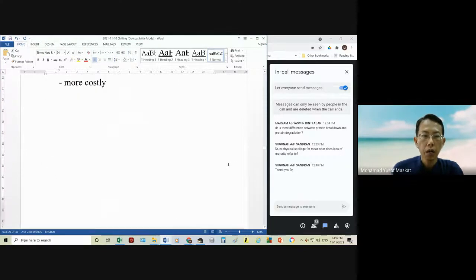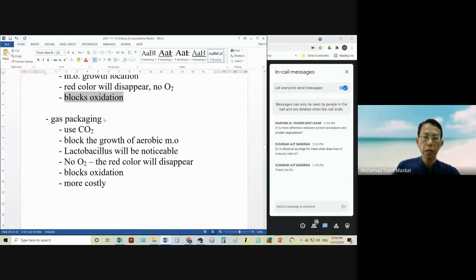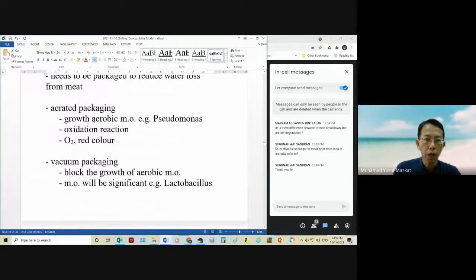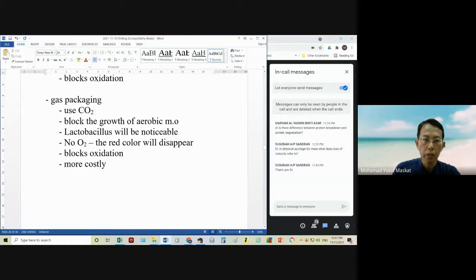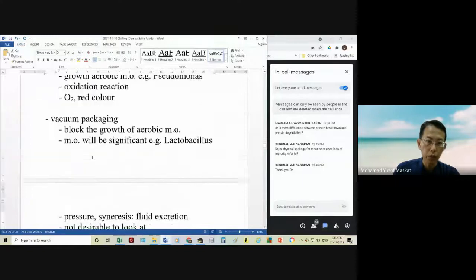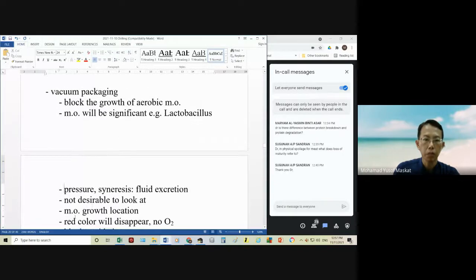Lastly, another method is gas packaging. Normal packaging has the problem of aerobic microorganisms. Vacuum packaging has no problem of aerobic microorganisms, but you lose the red color, which is desirable, and it creates pressure and syneresis. So gas packaging is like in between. It uses CO2.